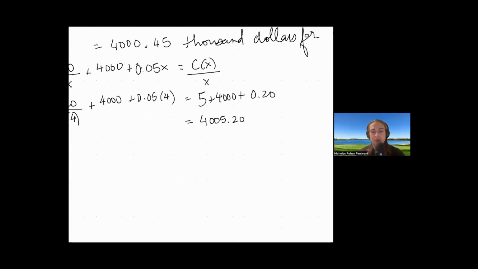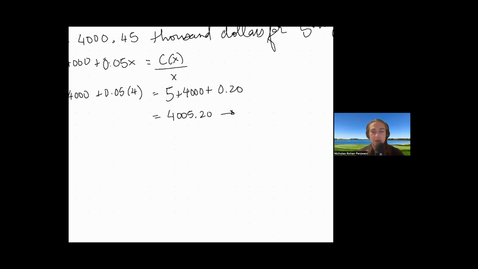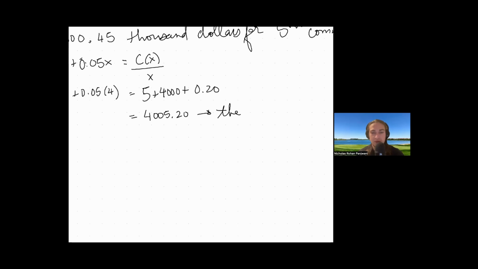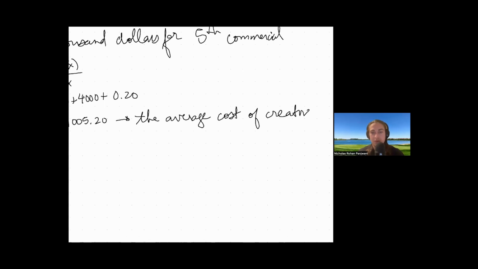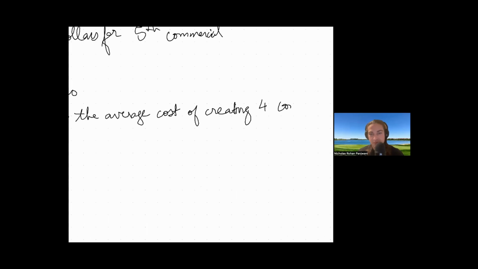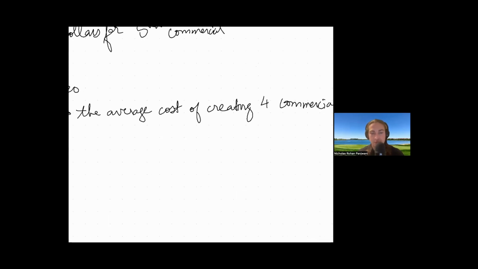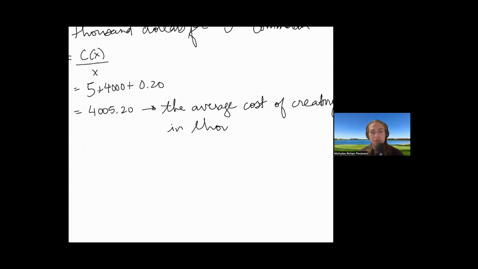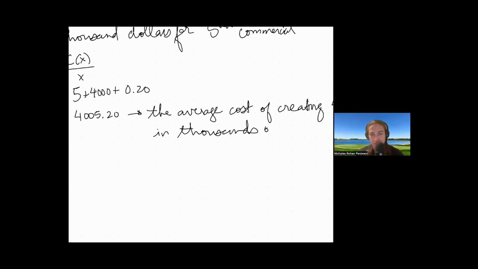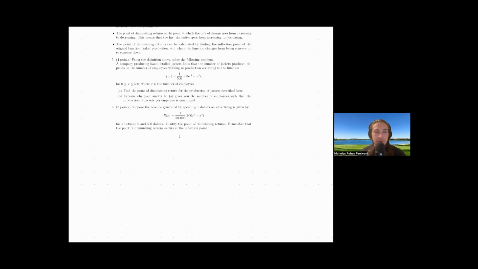So this is, they ask us to explain it. The average, I mean, cost of creating for commercials. Okay. F of X equals 1 over 500.